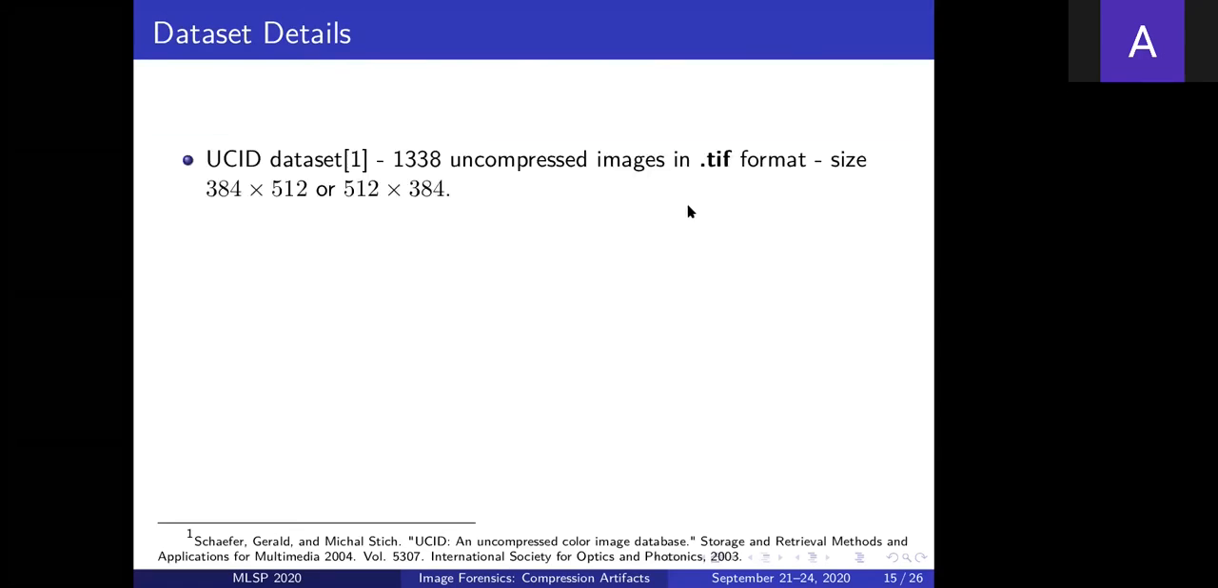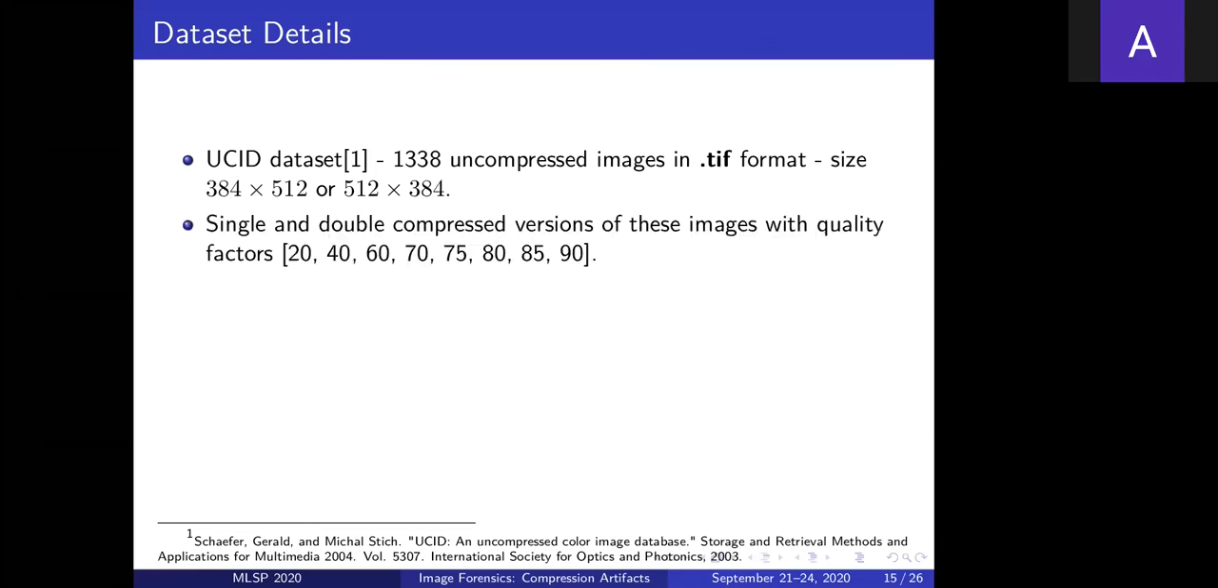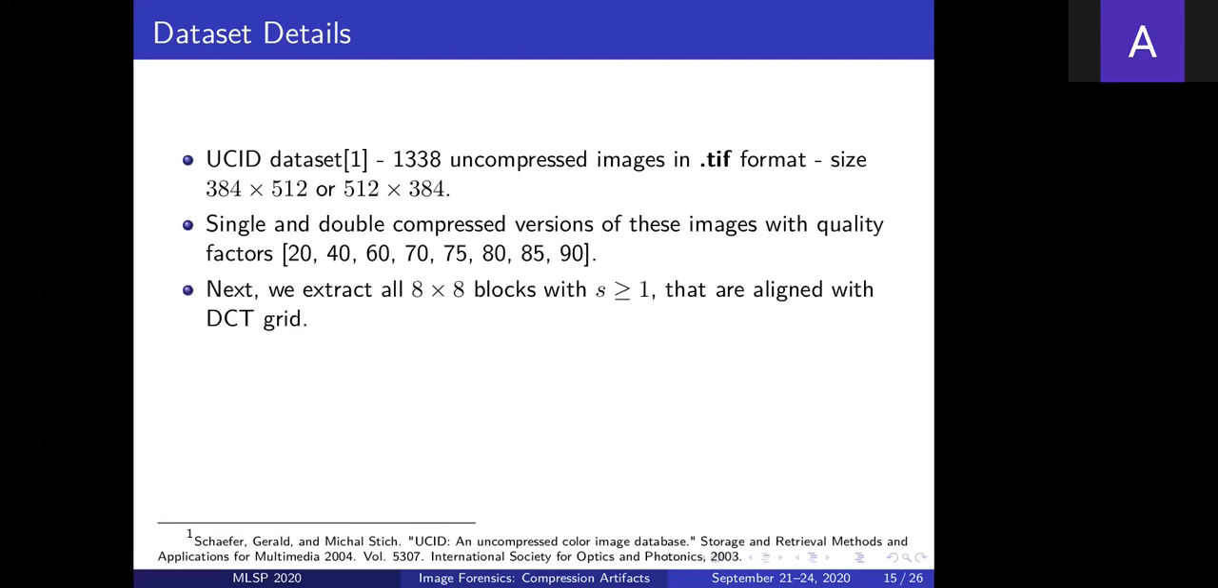We conduct our experiments on the USIT dataset containing 1338 images in the raw.tir format. Single and double compressed versions of these images are saved from quality factors ranging from 20 to 90. We extract all possible distinguishable blocks with stability index greater than or equal to 1, aligned with the DCT grid.